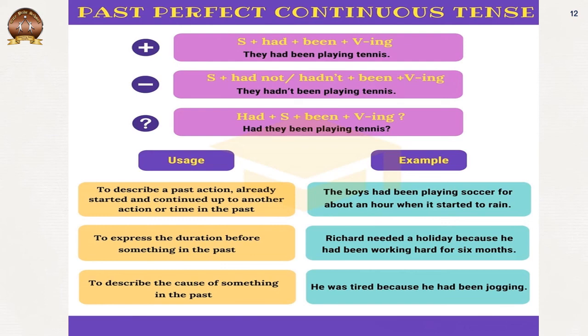Richard needed a holiday because he had been working hard for 6 months. See, duration is given. To describe the cause of something in the past: he was tired because he had been jogging. So, something was caused in the past and we are describing the reason. Okay.